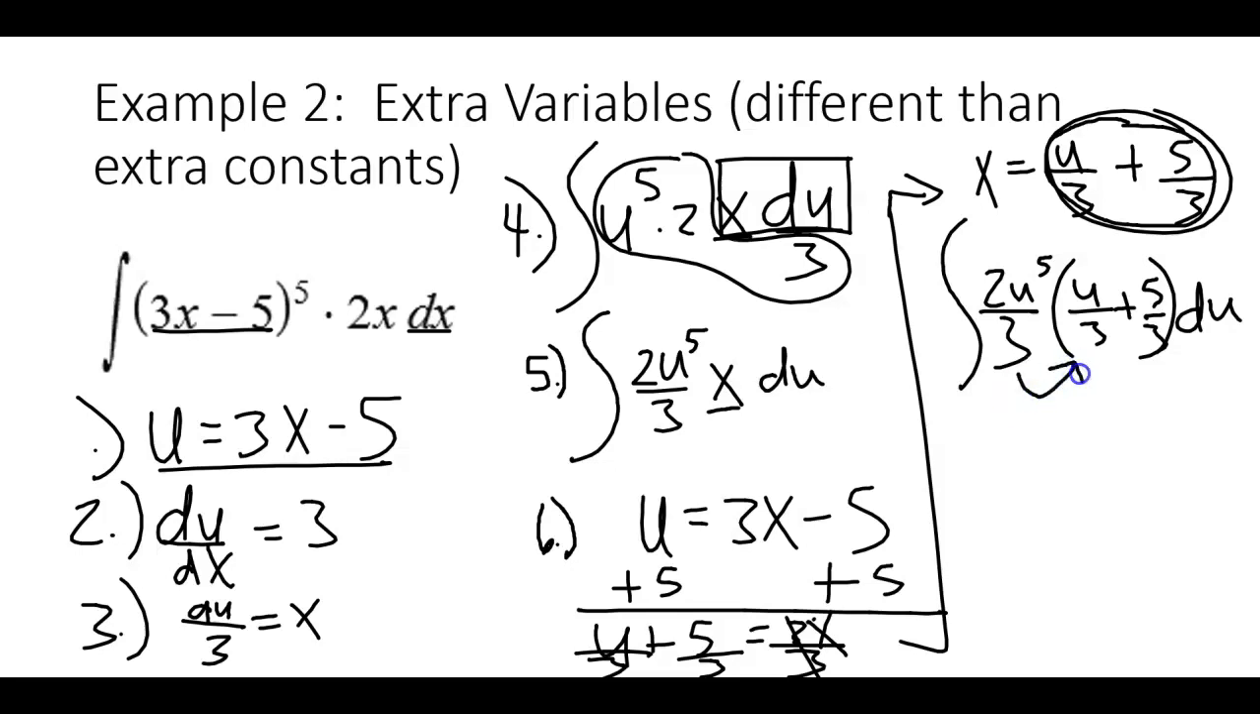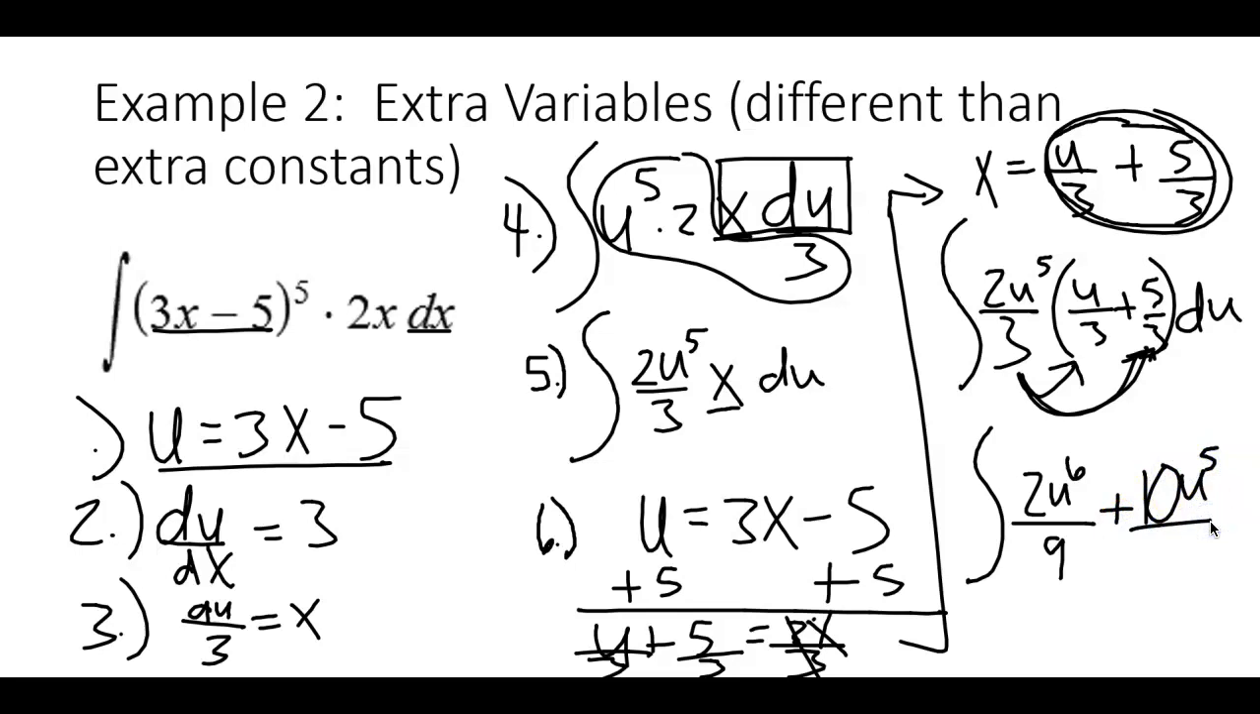And so we do need to simplify that a little bit as well. So we're going to distribute this in. And when you do that, you're just going to do top times top, bottom times bottom. So 2u to the 5th times u is going to be 2u to the 6th. And then 3 times 3 is going to be 9. And then we also multiply by the 5/3. So 2u to the 5th times 5 is going to give me 10u to the 5th. And then 3 times 3 once again on the bottom is going to give me 9 again. Okay.